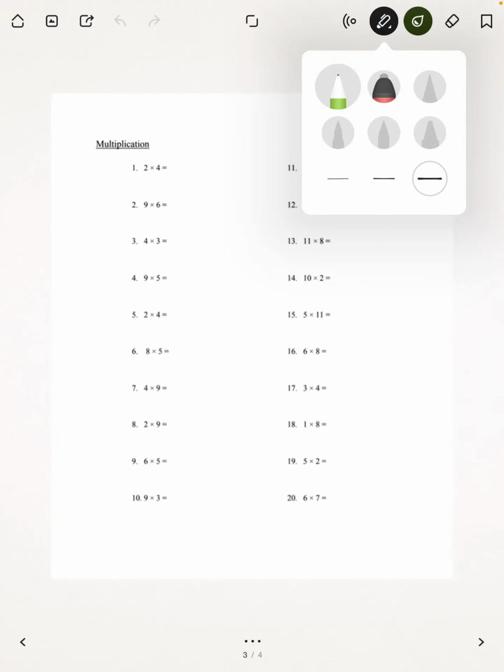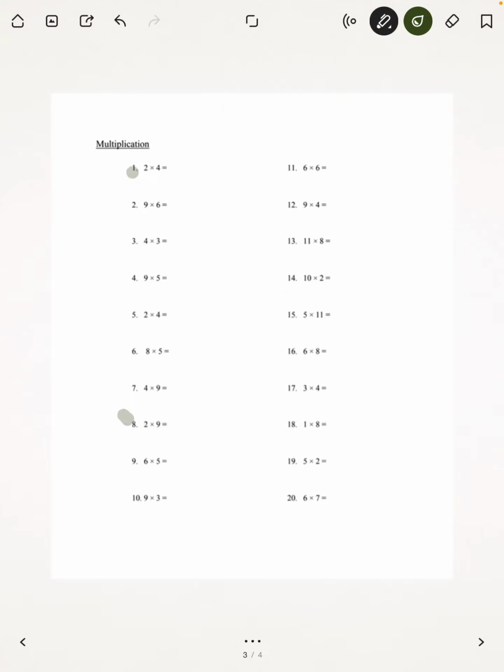Multiplication. 2 times 4, that basically means 4 plus 4, or 2 plus 2 plus 2 plus 2, and if you do that, it goes 8. Okay, 2 times 9, which basically means 2 plus 2 plus 2, 9 times. Or you could do 9 plus 9, and if you do that, it equals 18. Or you could do 1, 2, 3, 4, 5, 6, 7, 8, 9, and 2 in each of them. And if you count that up, it goes 18.